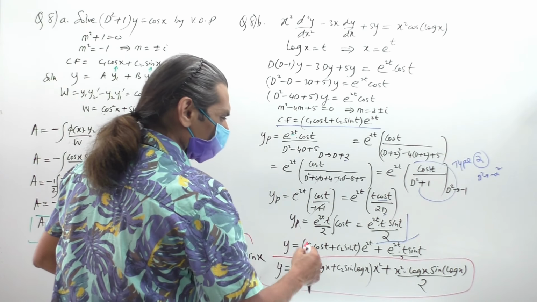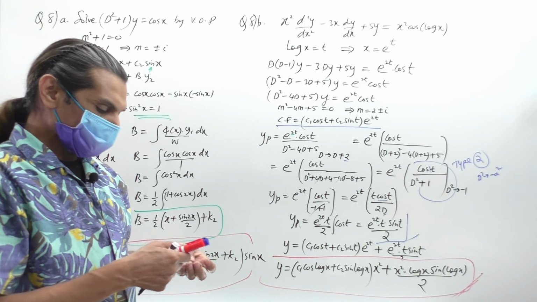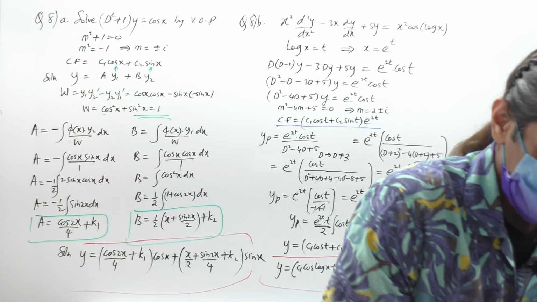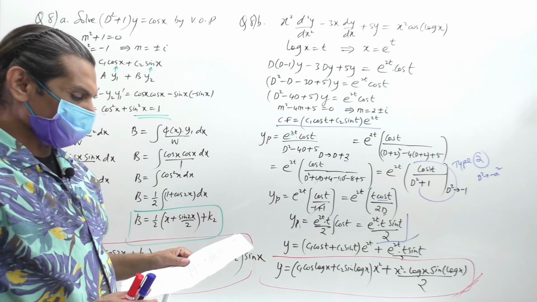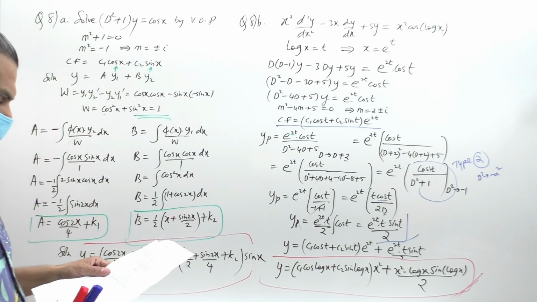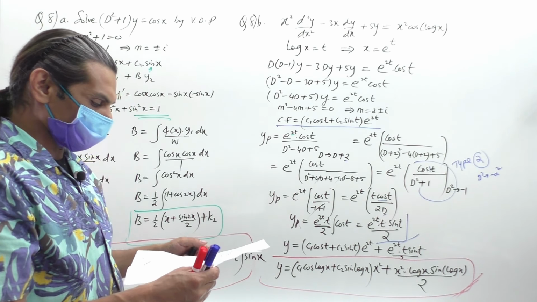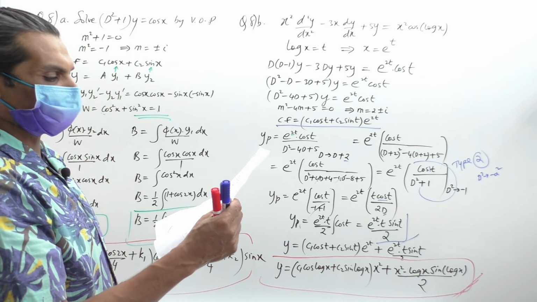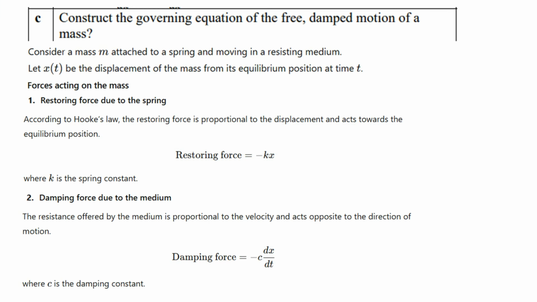So please verify in your syllabus whether you have type 4 or not, or it may be a misprint in the model question paper. Okay, so please verify it. So we are done with module 4. Next, 7 A, B, C, and 8 A, B, C. Next is C: construct the governing equation of free damped motion of a mass, a theoretical question. So I will solve it here now.